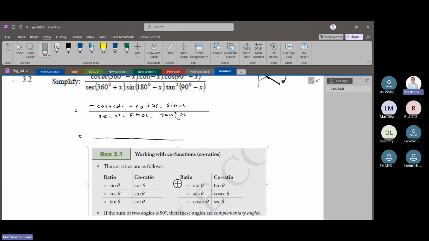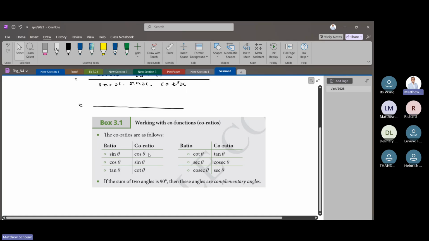And you could also represent the tan of 90 minus x as cot. Was it cot squared? Yes, cot squared x. So there we have the co-ratios.